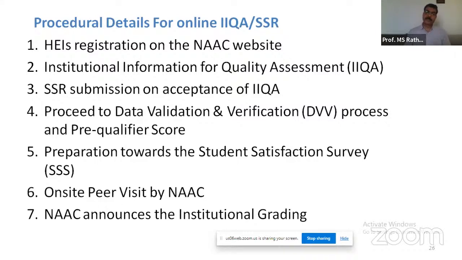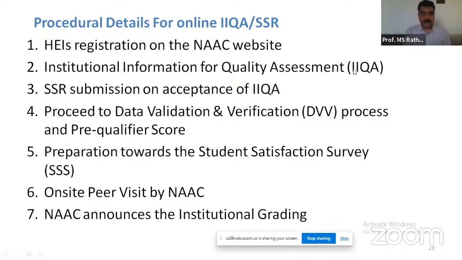Once the SSR is prepared and the institution thinks that now we are in a position to submit this SSR, only then should the IIQA be submitted, so that by the time it is approved, our process would be okay, and then we would be in a position to submit the SSR. Then on acceptance of the IIQA, SSR submission would be the third step. Then once the SSR is submitted, there would be a process known as the DVV.